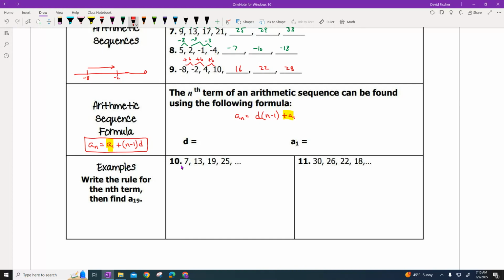But the d is my common difference, that's important. And my a sub 1 means the first number in the sequence. So we need those things in either formula.